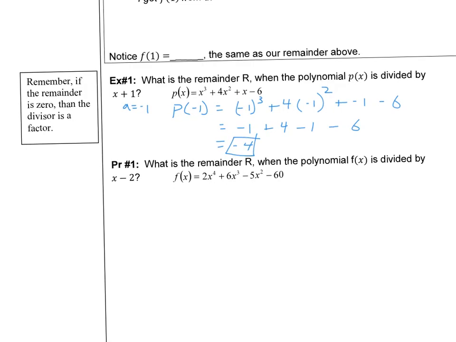Remember, if you ever get a situation where the remainder is 0, that means this thing goes into there perfectly. It's a factor of that. So this is a way that you can find factors pretty quickly. So I want you to try a practice one on your own. Just give it a shot, see what you come up with, and then check back to see if you did it correctly.